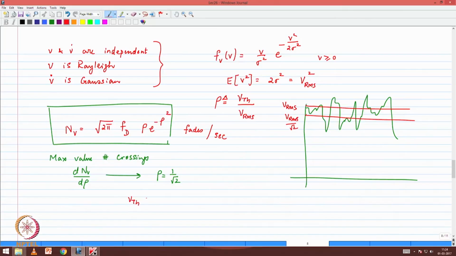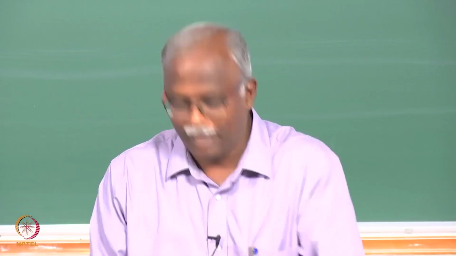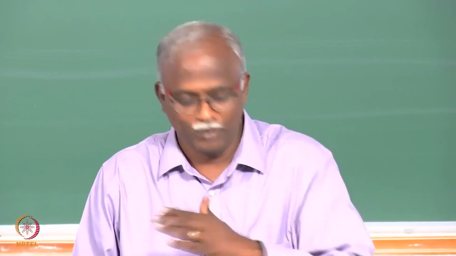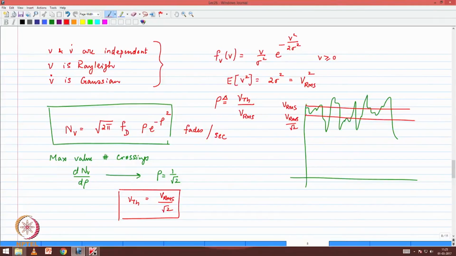Okay. So, V threshold is equal to V_RMS by root 2. That is when you will have the maximum number of crossings. Now, if you have only such a small buffer margin, then you are actually going to be in a fade quite often, because basically the number of crossings means the number of fades that are occurring. So, that is not a good point to be in. You must have sufficiently more margin so that you can be robust. But that is one useful characterization of the time variation of the system.